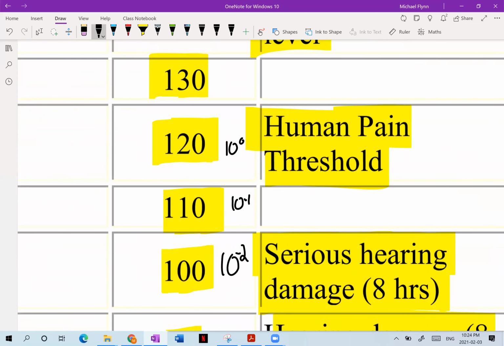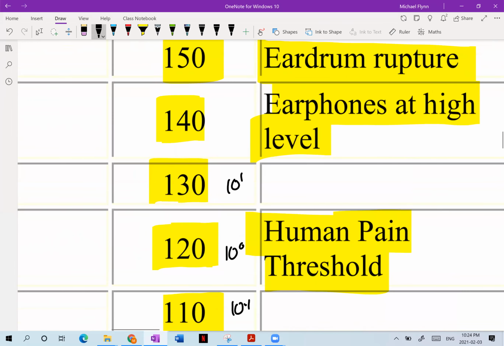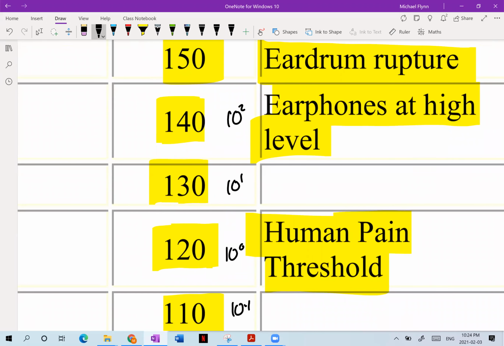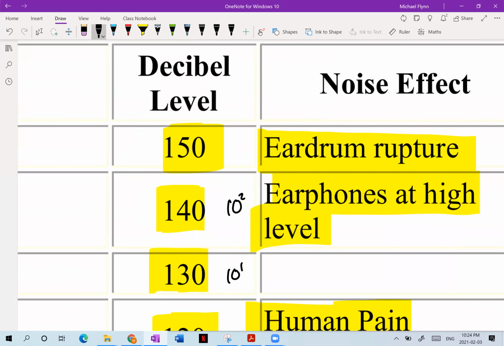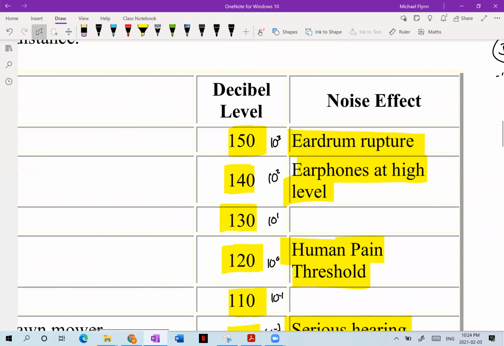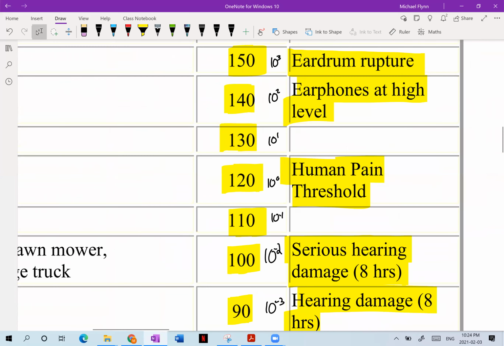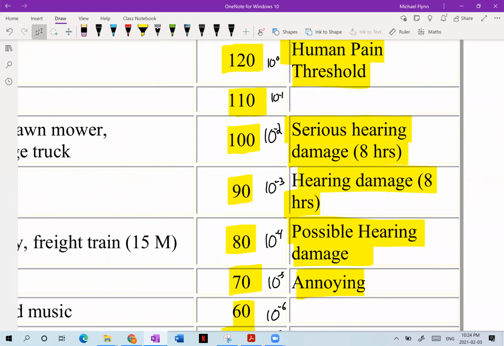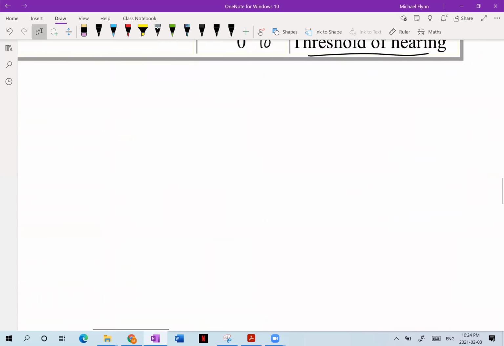10 to the 0 for 120. Now, 10 to the 0 is not equal to 0. It's 1 watt per square meter. That's a very loud sound, okay? Here, 10 to the 1, so that's 10 watts per square meter, 10 to the 2, 100 watts per square meter. And finally, 1,000 watts per square meter is insanely loud. Like you've never heard a sound that loud, otherwise you would have perforated your eardrum. So you need to wear ear protection if you're going to be exposed to anything close to that. But that's it, okay? All right, so now let's turn the page.